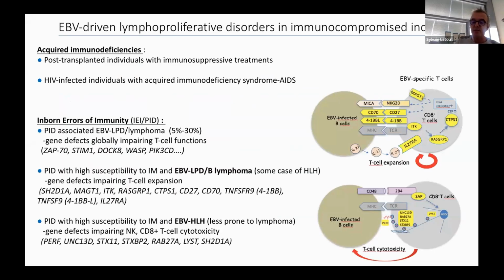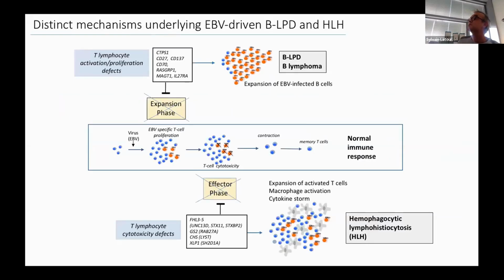So based on this, the discovery of inborn errors of immunity has revealed two critical steps of the immune response to EBV. One step is the expansion of EBV-specific T cells, which, when impaired, leads to accumulation of EBV-infected B cells and lymphoma. And the second step is the effector phase, in which, when it's defective, the cytotoxic defect leads to accumulation of CD8 T cells that are not capable of eliminating EBV-infected B cells.